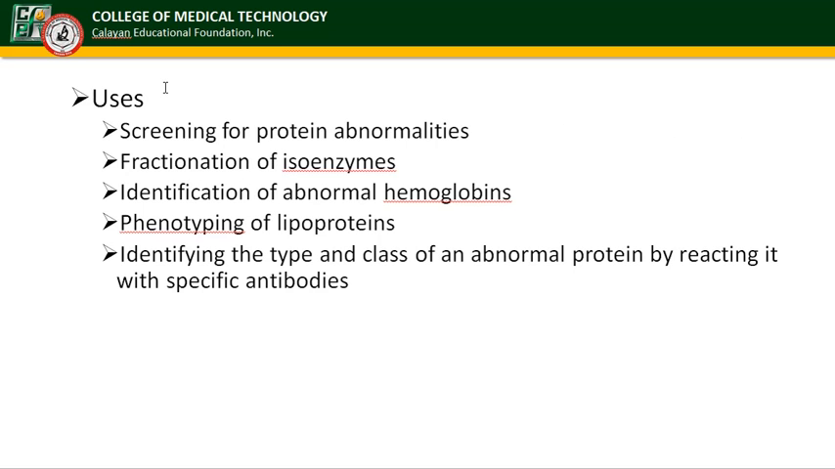Uses of electrophoresis. So, they are used for the screening of protein abnormalities, fractionation of isoenzymes, identification of abnormal hemoglobins, phenotyping of lipoproteins, identifying the type and class of abnormal protein by reacting it with specific antibodies. So, ito yung mga special uses natin. Madalang naman tayo nito sa usual routine na chemical laboratory. Usually, mga special laboratories yung meron nito.